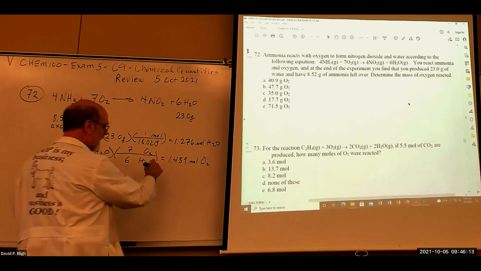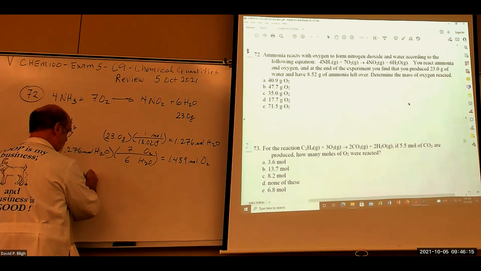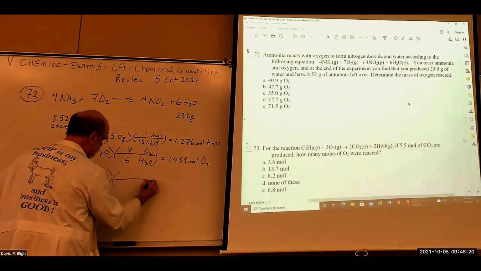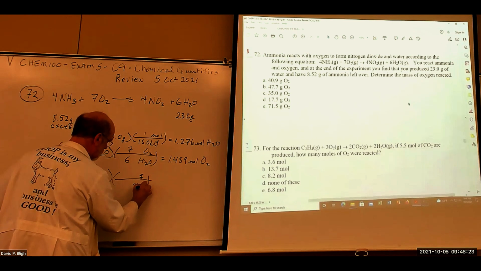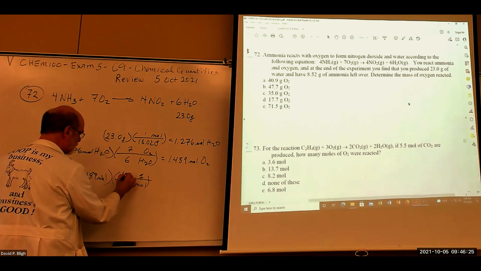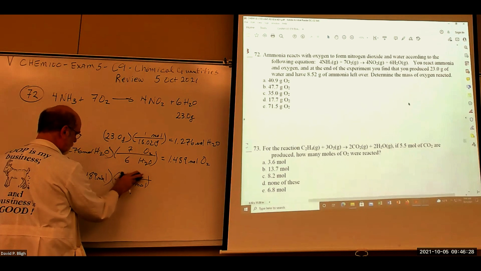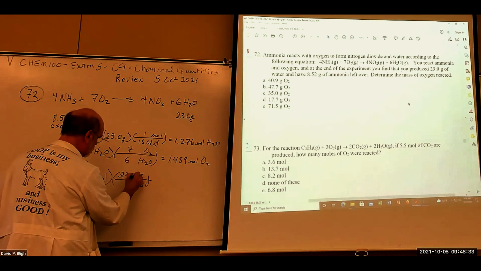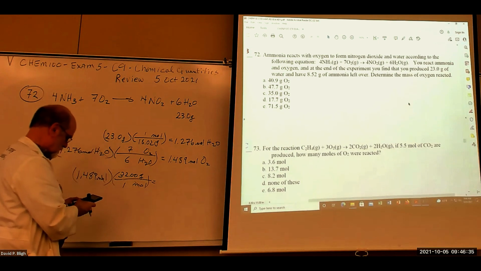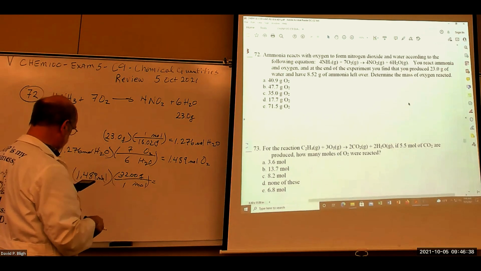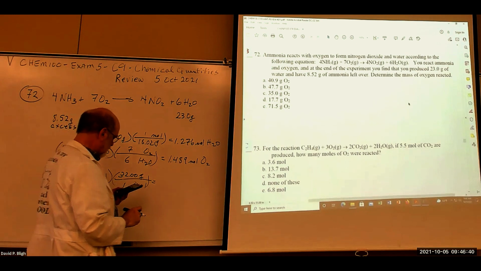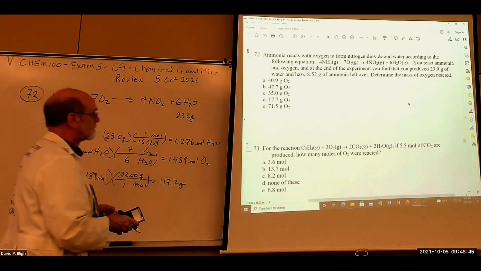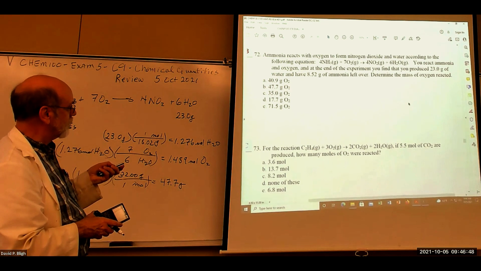Now we just need to convert this back to grams. Okay. Moles cancel. Oxygen, 2 times 16, 32. And rounded off to 3 significant figures, 47.7. Okay, there it is, 47.7 grams.